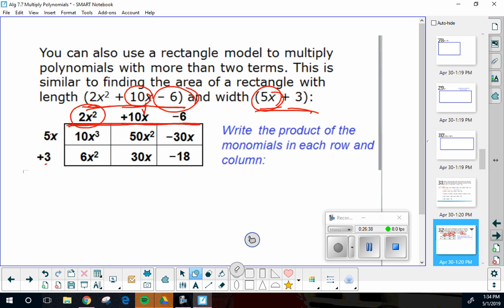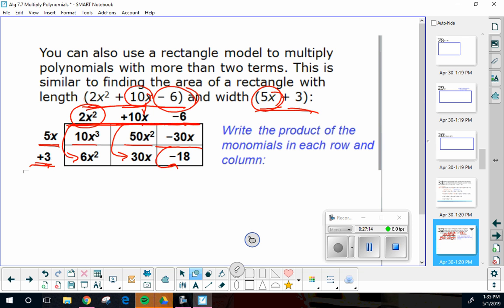And then you just multiply, Alexa. 5x times 2x squared is 10x cubed. 5x times 10x is 50x squared. 5x times negative 6 is negative 30x. 3 times 2x squared is 6x squared. 3 times 10x is 30x. 3 times negative 6 is negative 18. And then when you're done, you have to put these terms in order and combine them.